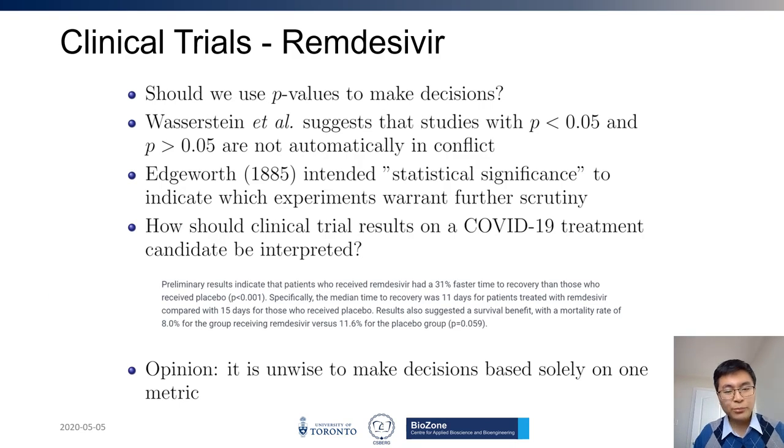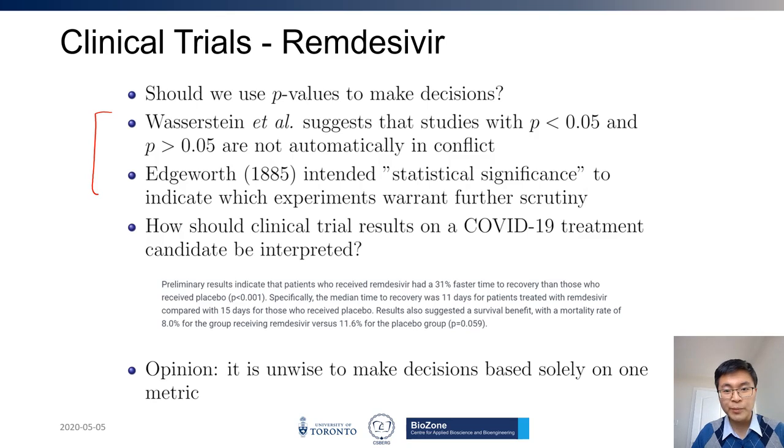A more recent example of using p-values to assess effectiveness of a drug in a clinical trial is remdesivir. It's a potential COVID-19 treatment. So recently the NIH had a news release that said that remdesivir does seem to be effective. So before we talk about that, let's take a look at some voices surrounding the use of p-values. And the main question is, should you be using p-values to make decisions?